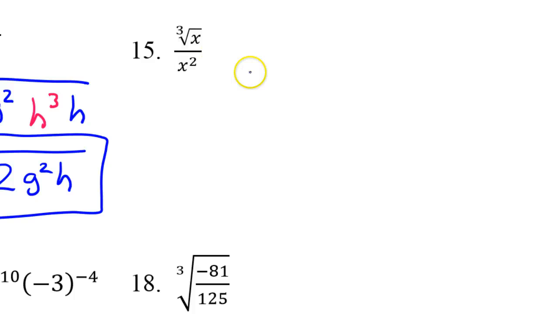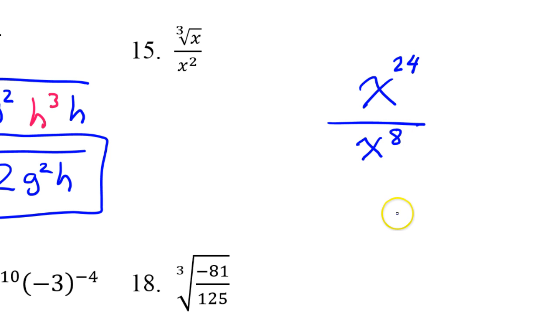Now, remember, say if I have x to the 24th power divided by x to the, let's say, 8th power. Is this going to give me x to the third power? Is that going to be the answer to this question? No. Okay? I'm not going to divide 24 by 8 and get 3. That's not what you do. What am I supposed to do instead?